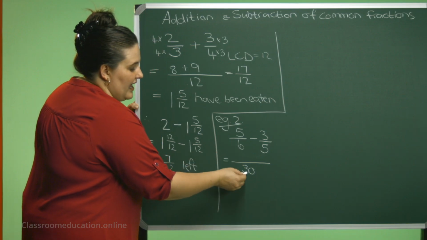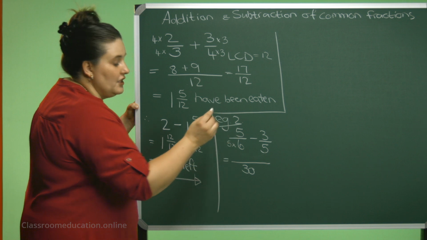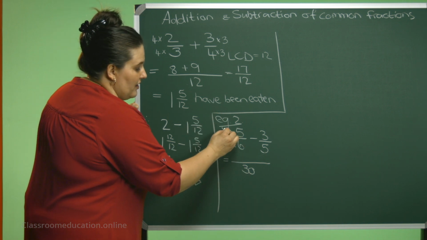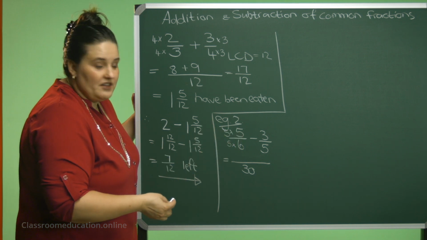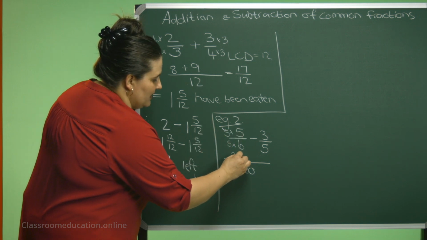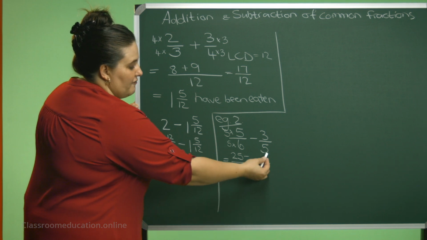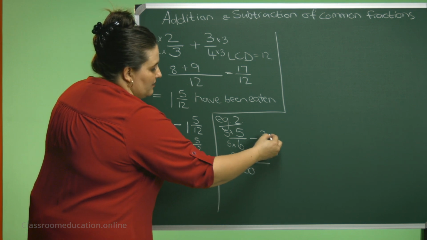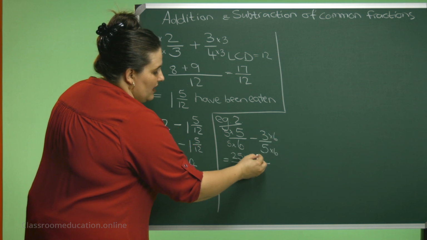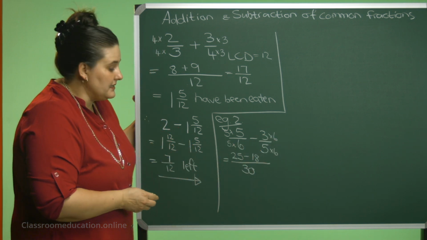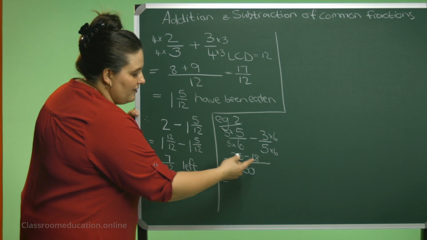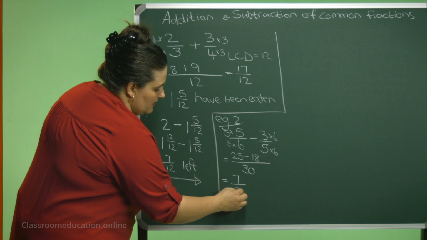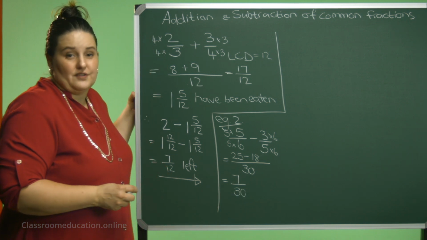The 6 I have multiplied by a 5 to get a 30. The 5 I also need to multiply by 5. Otherwise, it's not equivalent fractions. So this will be 25 minus. The 5 I need to multiply by a 6. And the 3 I need to multiply by a 6 as well. So I will have 25 minus 18. And 25 minus 18 is actually 7 divided by 30, or 7/30.